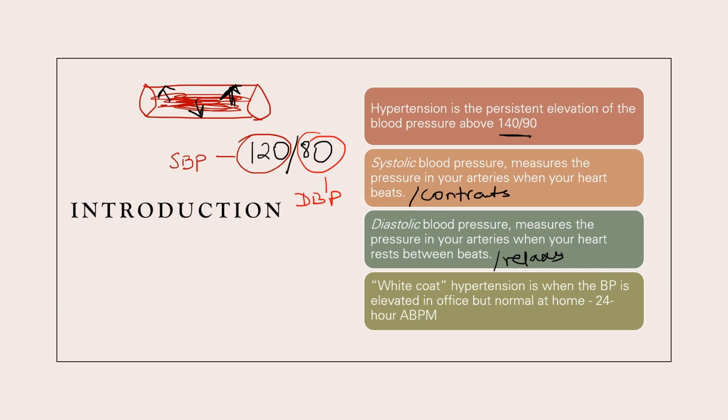There's another type known as white coat hypertension. This generally occurs in hospital or office settings where a doctor wears a white coat, and due to anxiety or stress of being in that hospital setting, the blood pressure is raised. And we can rule this out by ambulatory blood pressure monitoring that is done at home for 24 hours.